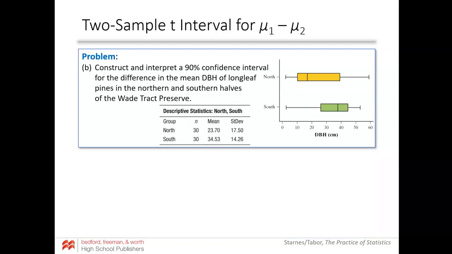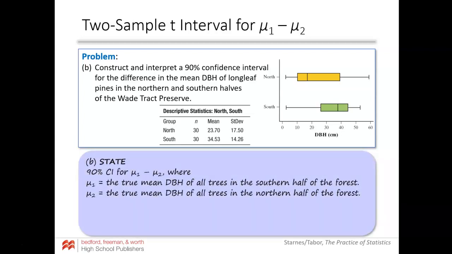Now the new stuff. We're going to construct and interpret a 90% confidence interval for the difference in the mean DBH of longleaf pines in the northern and southern halves. So we are going to have to decide what order we want to subtract them in, and it's stated here in our state plan, a part of the plan.